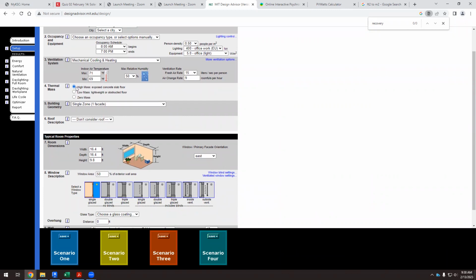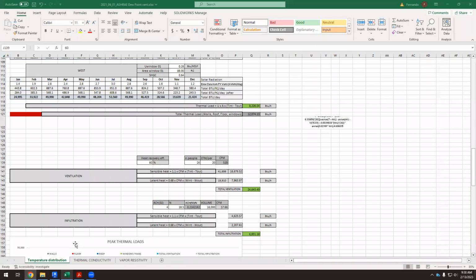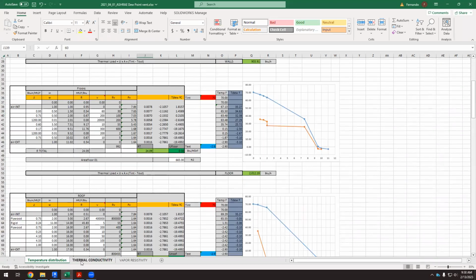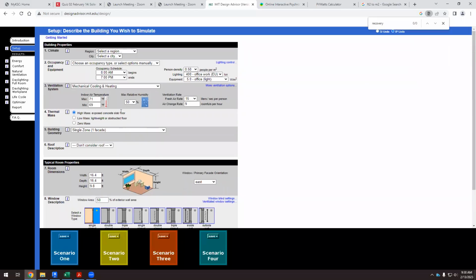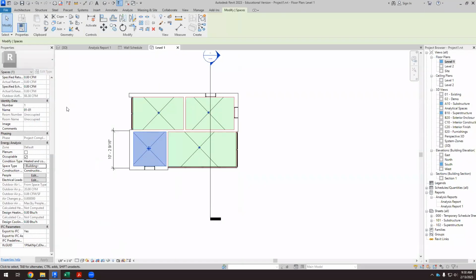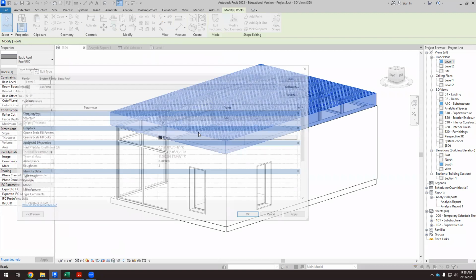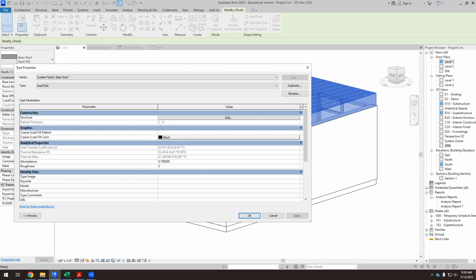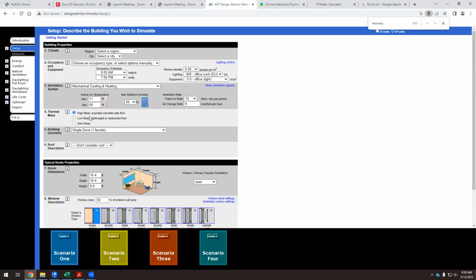Okay, the thermal mass, high mass or low mass. That's important, and it's something that we can't do here. So here we have information about the materials, but we don't take into account the thermal mass, which is relevant. So do we have concrete? I think we had the roof. If we edit type, we do have concrete, 1 foot, this is high thermal mass. So when we have concrete slabs or roofs, we have a high thermal mass.